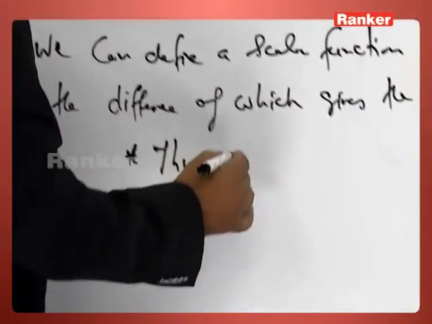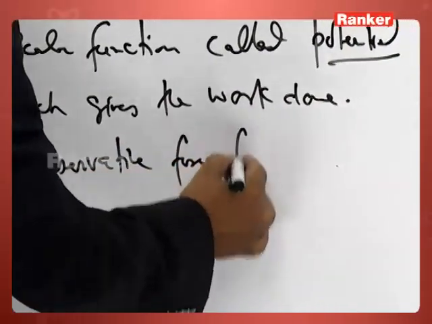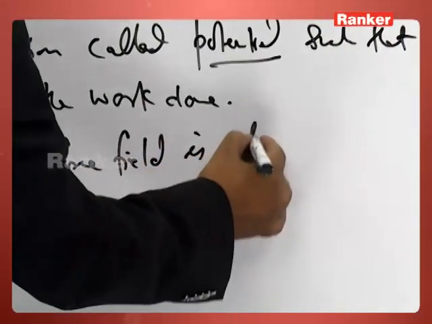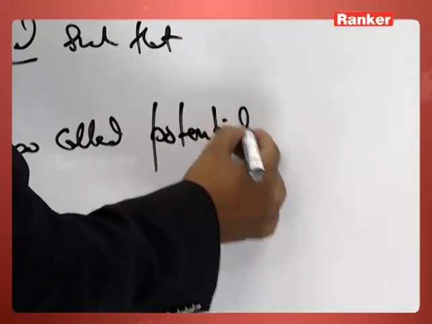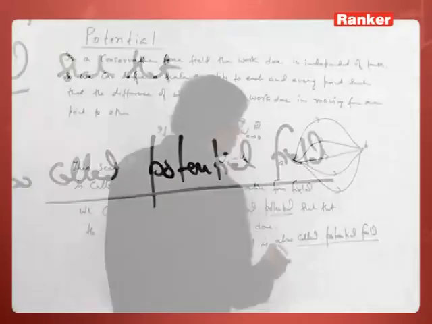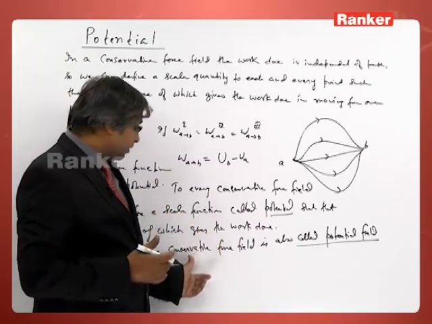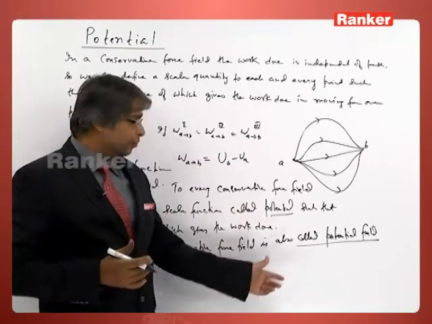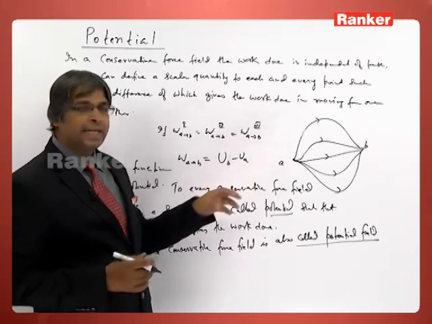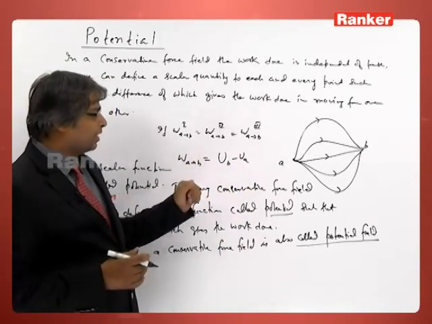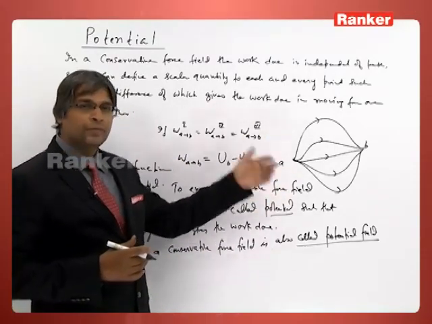Thus a conservative force field is also called a potential field. To every associated conservative vector field, we have a scalar potential field. So thus we have defined a quantity called potential, which is a scalar quantity and which is capable of telling the properties of the vector field.